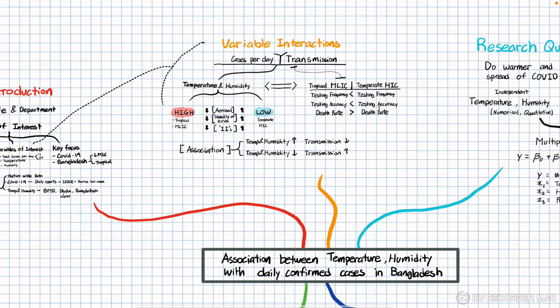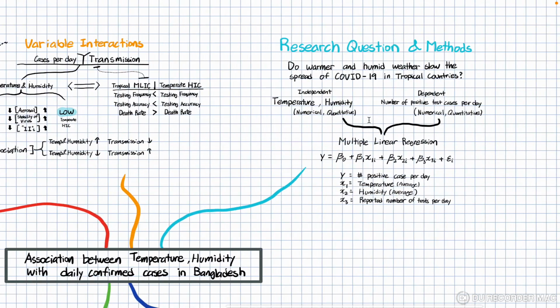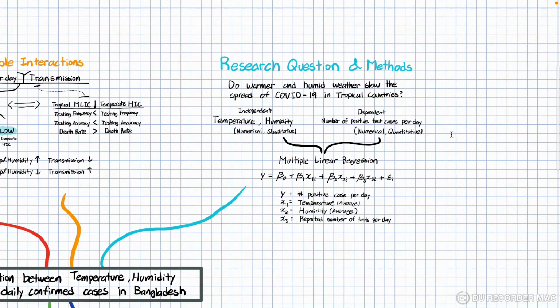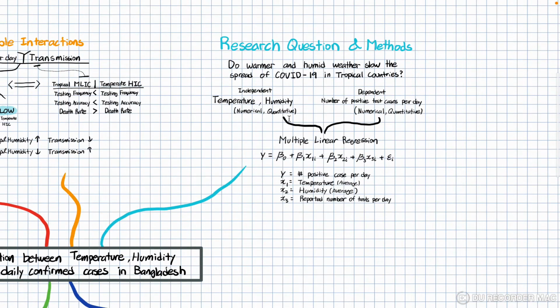By looking at the associations and relations with the key important variables, the research question comes down to: do warmer and humid weather slow the spread of COVID virus in tropical countries? This research question could be analyzed with multiple linear regression as shown below with the equations and the terms of each listed.